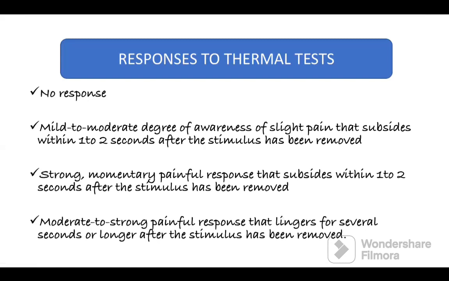The final type of response is a moderate to strong painful response that lingers for several seconds or longer after the stimulus has been removed. Here you can note that the type of response is also more in intensity, that it is moderate to strong painful response, and the duration is also increased. It lingers for several seconds or sometimes minutes or sometimes even longer. This condition indicates irreversible state of inflammation of the pulp.